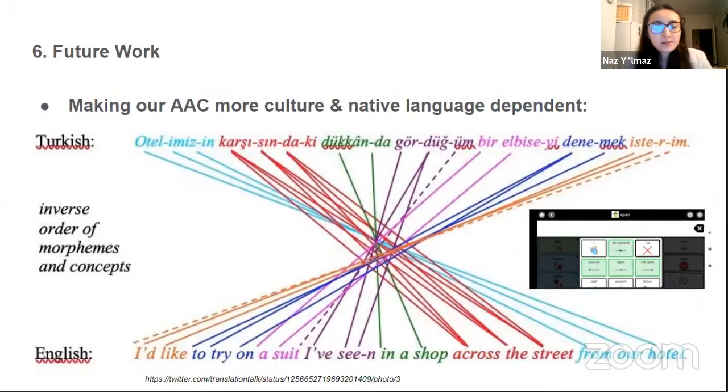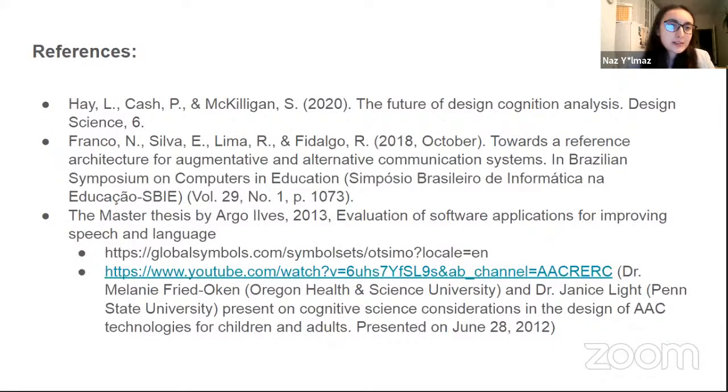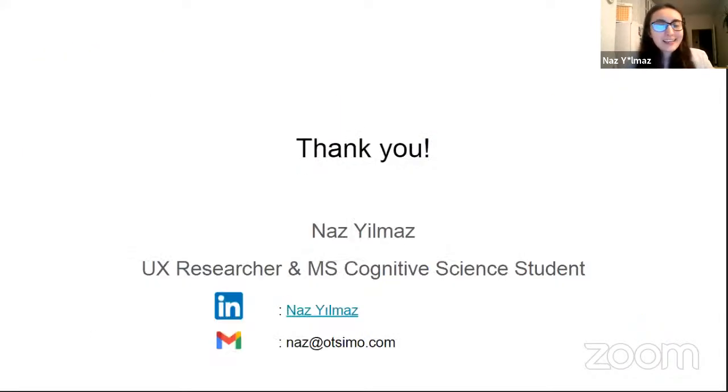Although we have seen many studies in the field of linguistics, there is not much discussion in AAC about how to position morphemes, especially in non-English languages. And I think that studies in this field will be both exciting and give many clues about the intellectual structures of different individuals and different cultures. So here are my references. Thank you very much. I'm waiting for your questions. End of my presentation.